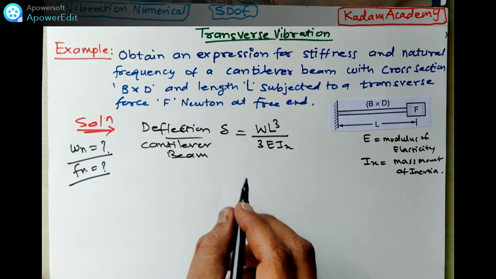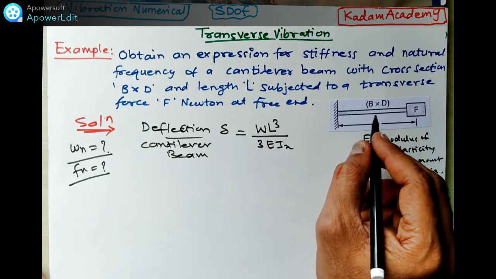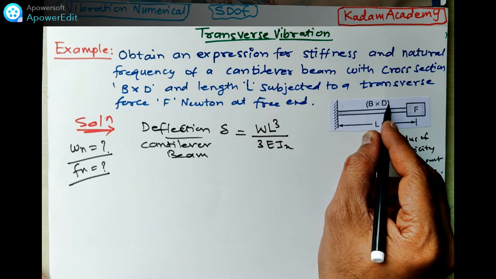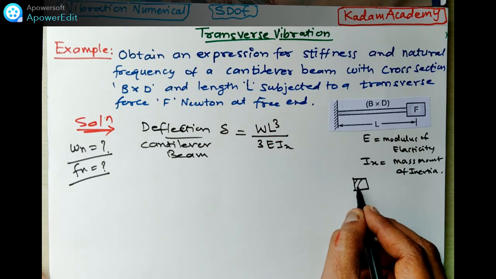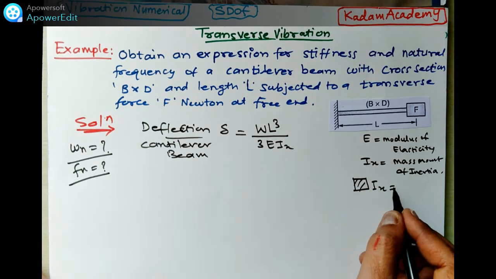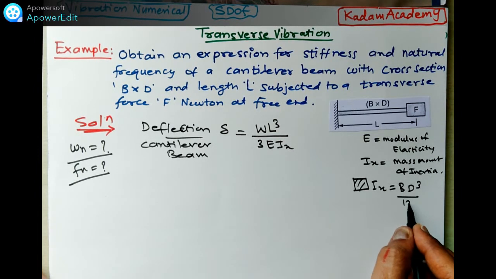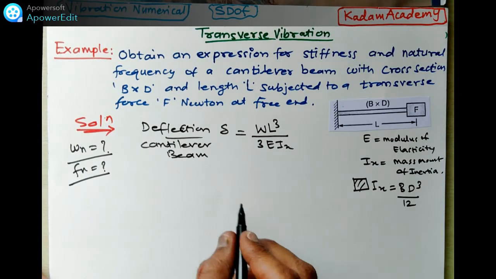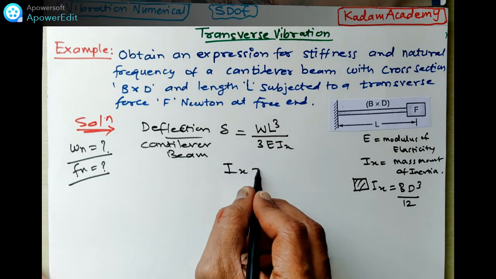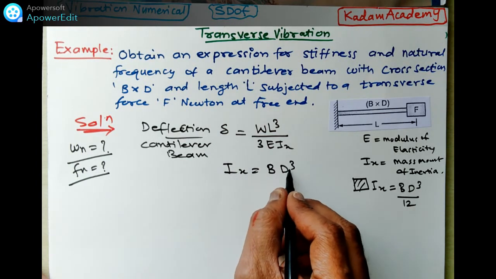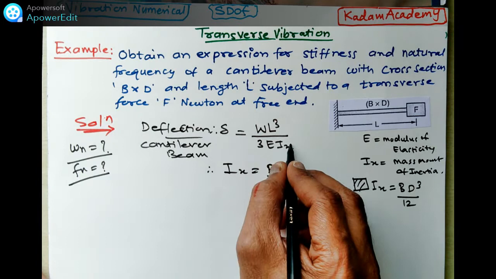For that, this del we must know. As this beam's cross section is B into D, it's a rectangular cross section. So the value of Ix becomes BD cube in denominator 12. So this Ix is the mass moment of inertia. I will write here BD cube by 12. This you have already studied in the SOM subject.